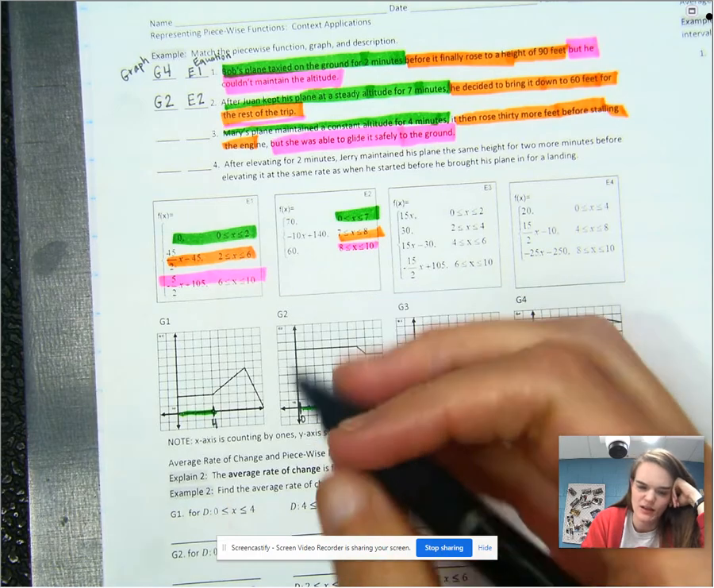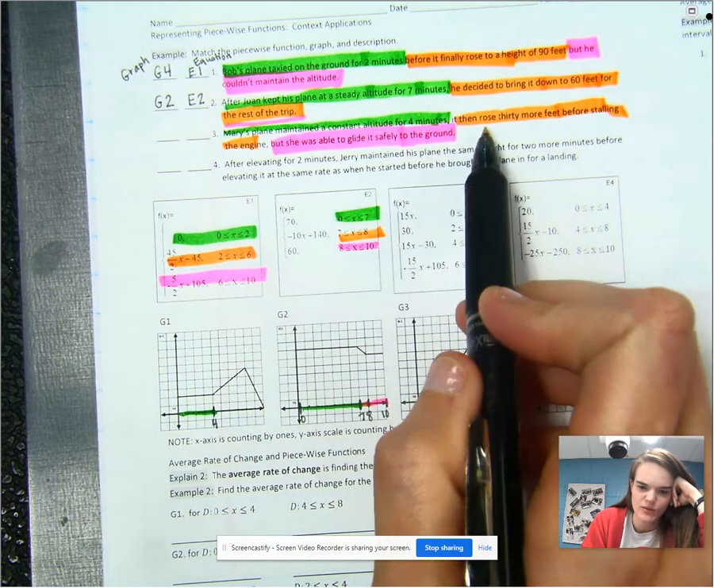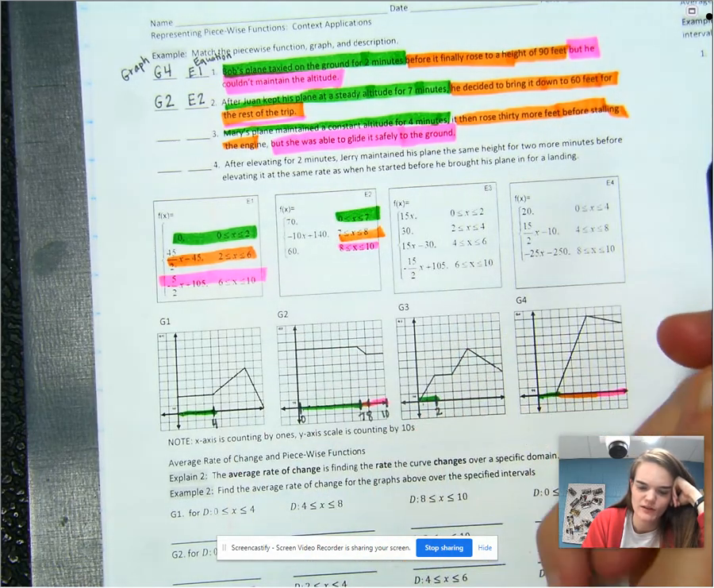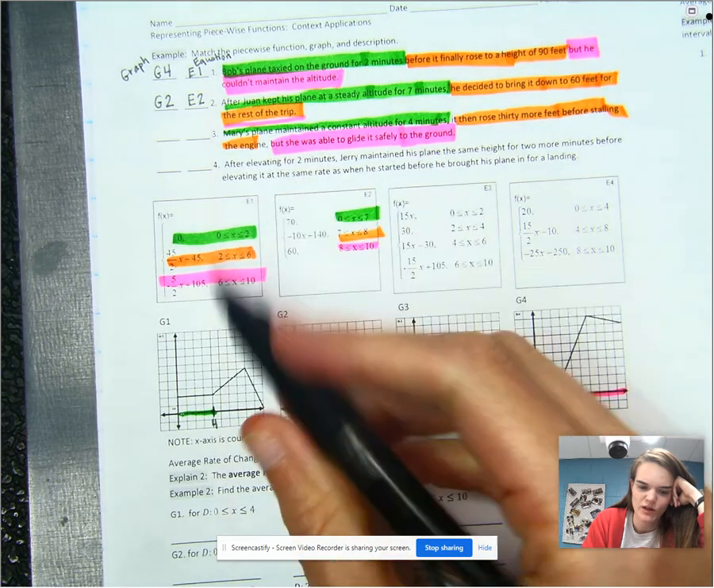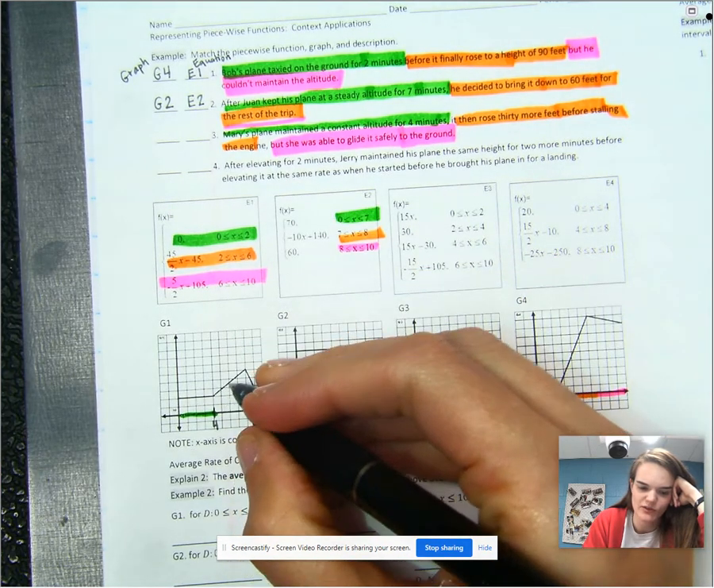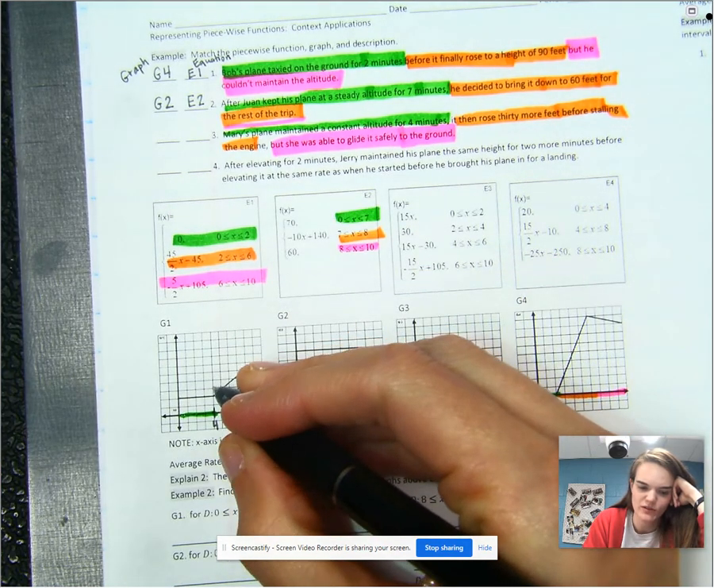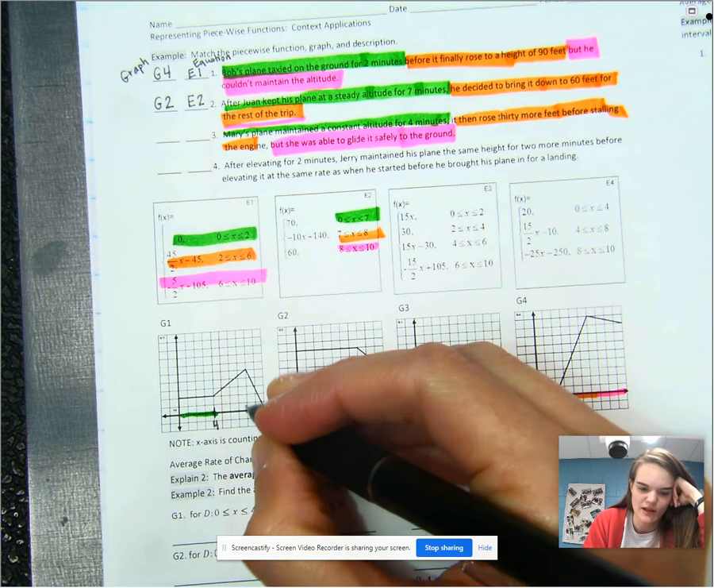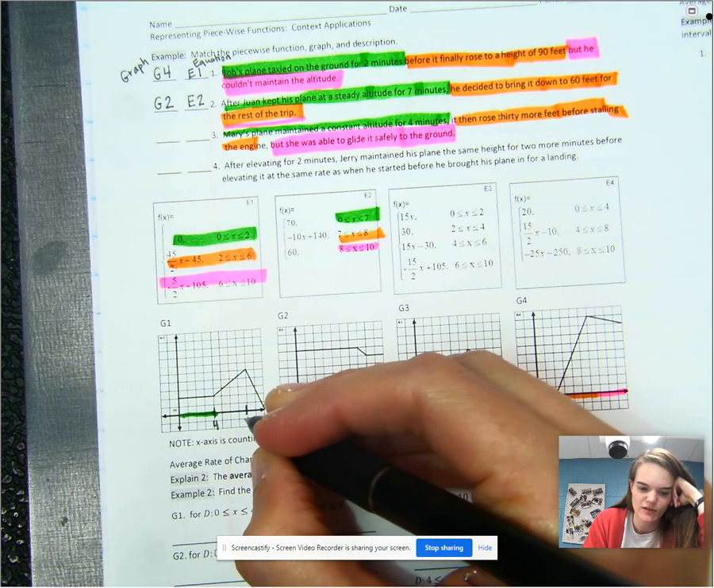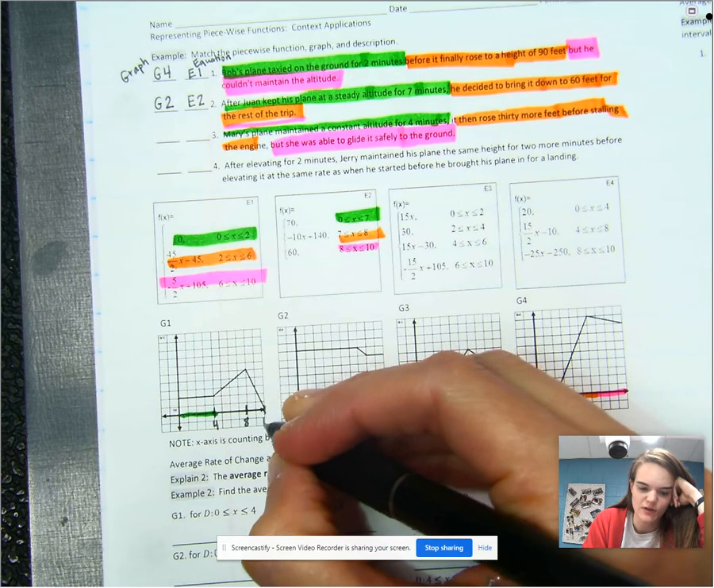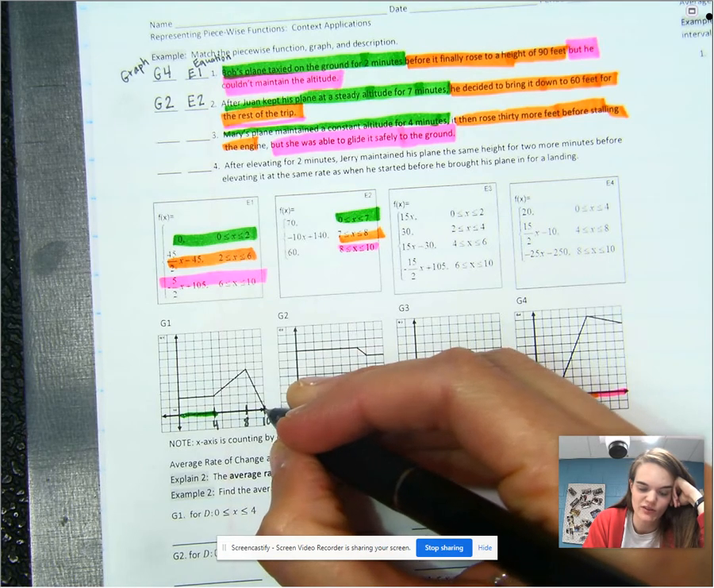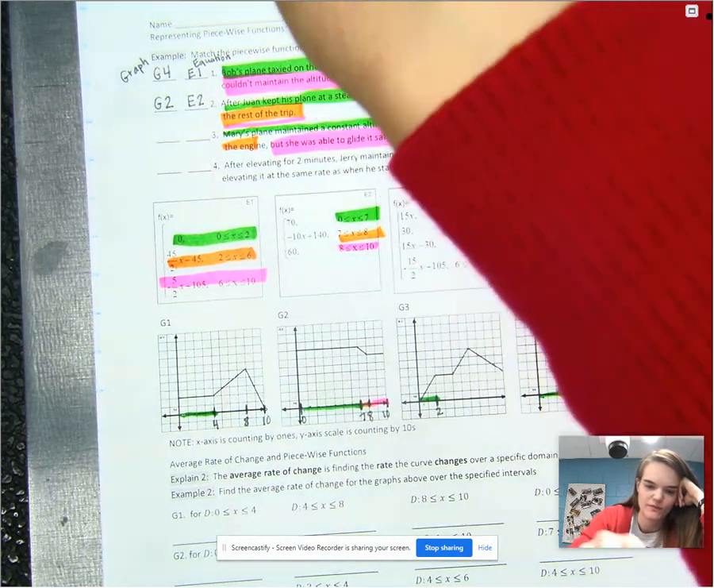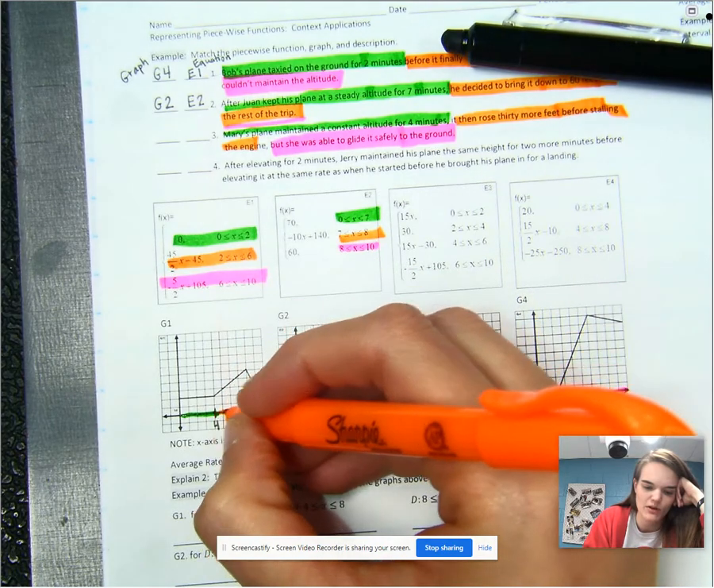Right. Then rose 30 more feet before stalling the engine. So did it rise 30? 1, 10, 20, 30? Yes. And that's 5, 6, 7, 8, and 10. And it fell back down to the ground, but she did have a safe landing, thankfully. Okay, that means Mary's graph is G1.